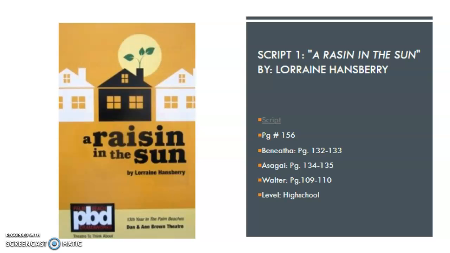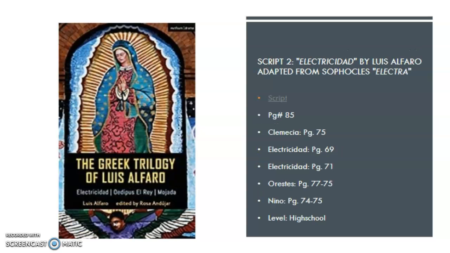These are just options. The next one is Electricidad by Luis Alfaro, and this is adapted from Sophocles' Electra. This story is about the days following the murder of Electricidad's father by her mother, and she is committed to vengeance. And this is very similar to the story of Electra, but it looks at it from more of a modern and Latino perspective, and there's lots of playing around with language in this.